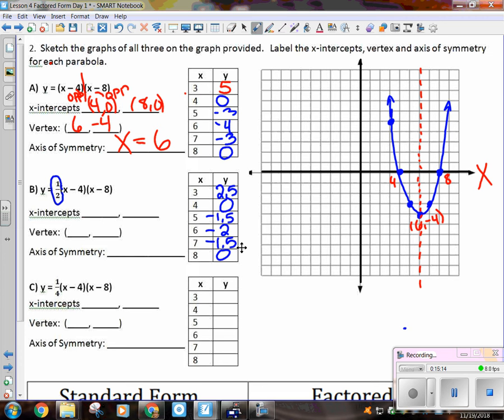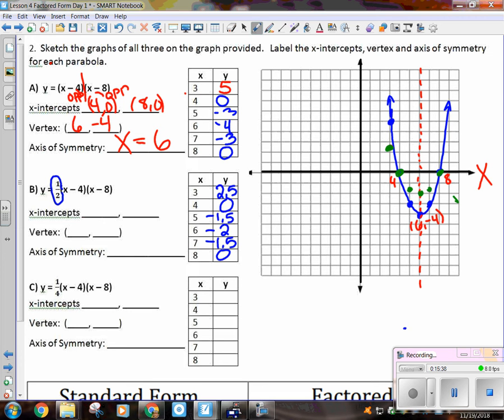I'm going to go over 3 and up 1, 2.5. I think I'll do this in green. Okay. Over 4 up 0, that point is not changing. Over 5 down 1.5. Over 6 down 1, 2. Over 7, 1.5. And over 8, 0.